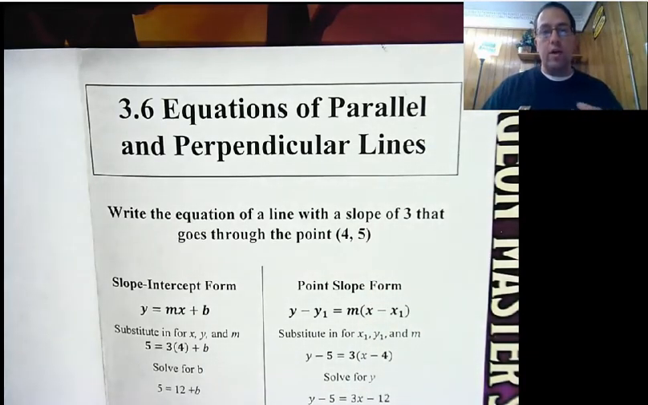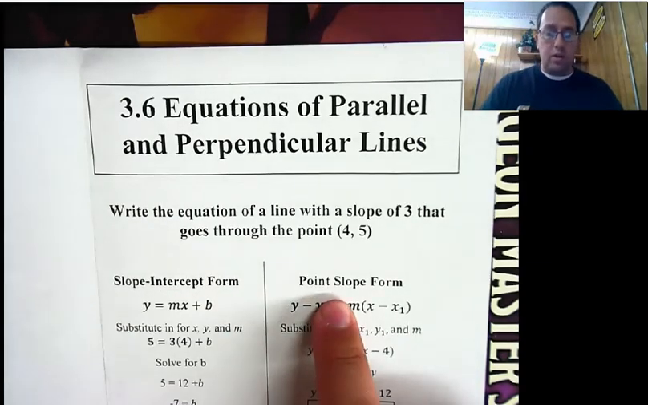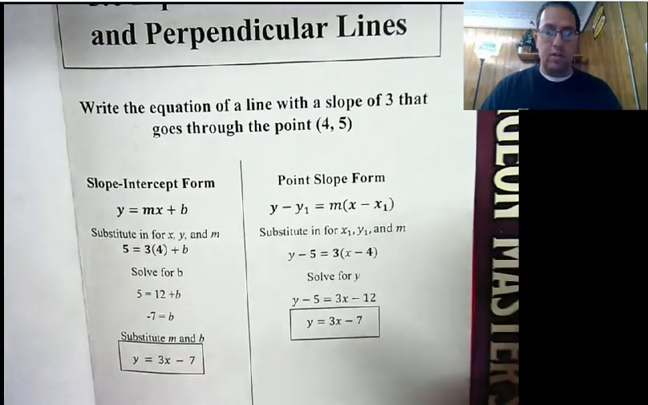Now there are two ways that we can do this. One, we can use slope-intercept form. The other is point-slope form. I've done it both ways here, so you can see this.